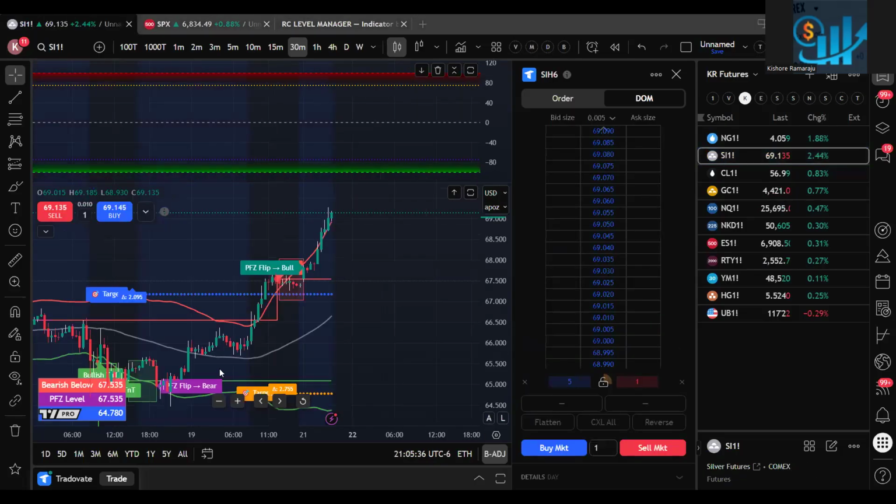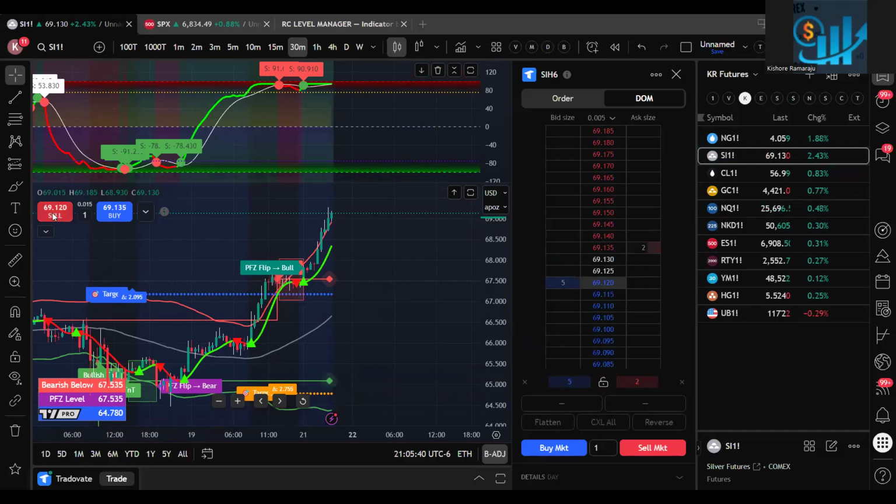So for silver, it is telling it is bearish if it breaks below 67.535. So it is above 69 now. It is telling only watch out for sell signals when it goes below 67. Until 67, the trend is very bullish. So now you got a bull signal. That means there is a breakout. Only if it comes and drops below this, then you watch out for the sell. Until that time, buyers are in control. If it breaks this 67, then you can hold until 64.780.